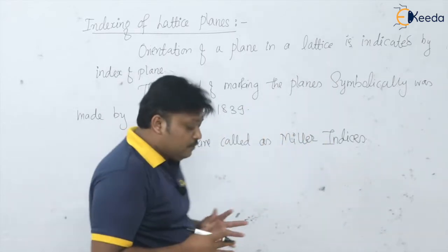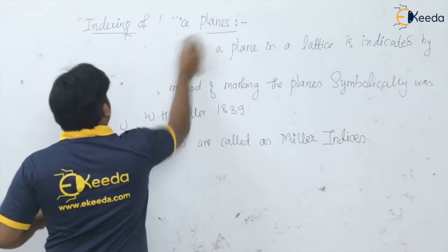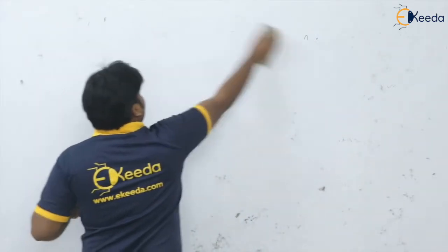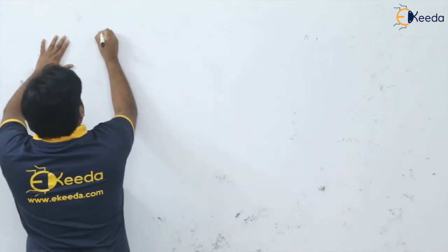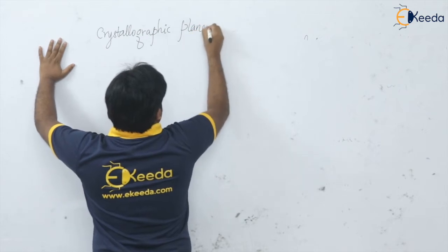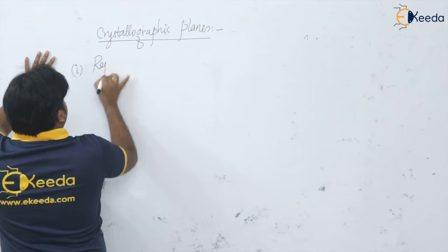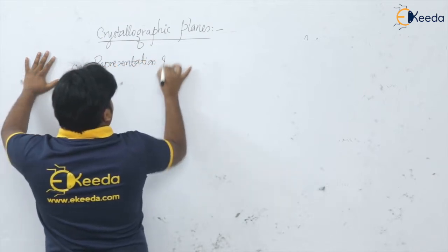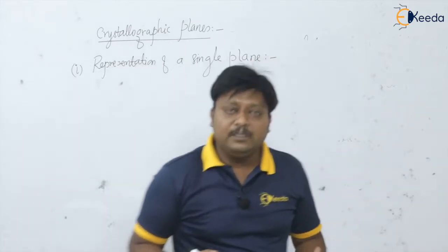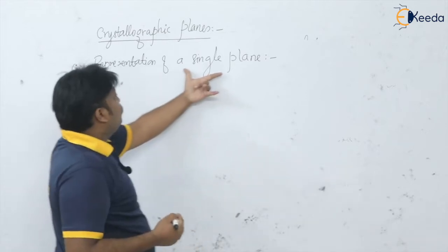So in this video we are going to learn about the crystallographic planes. So let us see the crystallographic planes, what are they and how to represent that, the single plane or the families of plane. Let us see. So we are going to learn about the crystallographic planes, isn't it? So in that we are going to learn the representation of a single plane. Definitely we are going to draw some sketches for these planes, how to represent a single plane, then how to represent the family of the plane. Okay, so let us first learn how to represent a single plane.